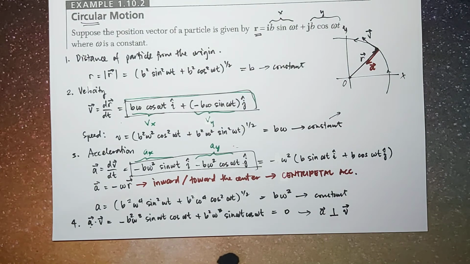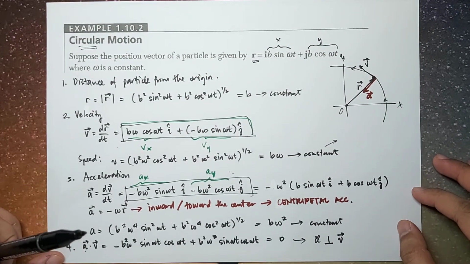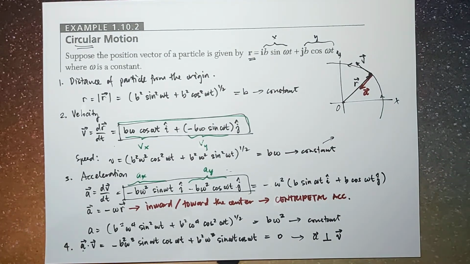Okay, so that's it. That's your circular motion. That's example 1.10.2 of Fowles and Cassiday 7th edition.